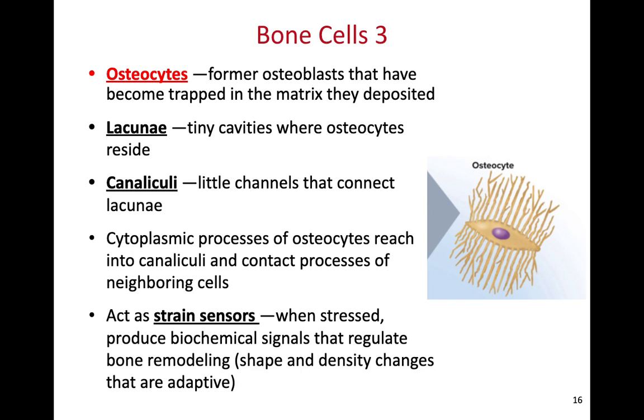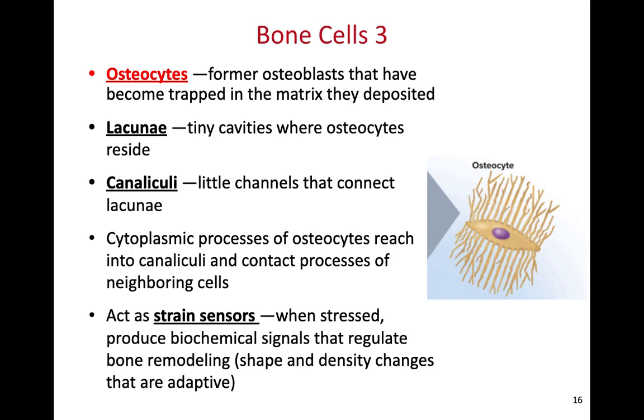Osteocytes are going to be located in a hollow cavity within the extracellular matrix called the lacuna. So the lacuna is the space. The cell is the osteocyte. And then connecting one lacuna to another lacuna, we have itty-bitty tiny channels or canals called canaliculi. And these canaliculi are going to be filled with extensions of the osteocyte.